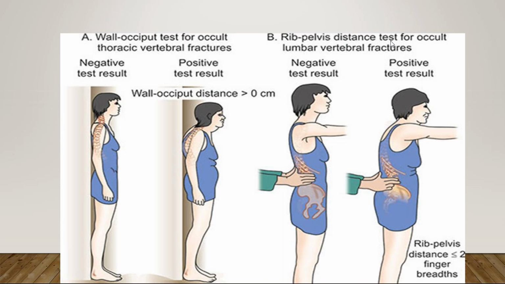Another test is the rib pelvis distance test. Ask the patient to stand straight, and measure from the lower rib to the iliac bone. We'll see how much space or distance there is. Normally there will be around 3 or 4 fingers of space between the lower ribs and the iliac bone. But in osteoporosis patients, the distance will be decreased, because with any lumbar fracture, the distance will be narrowed. Only less than or equal to 2 finger breadths will be there in osteoporotic bone.